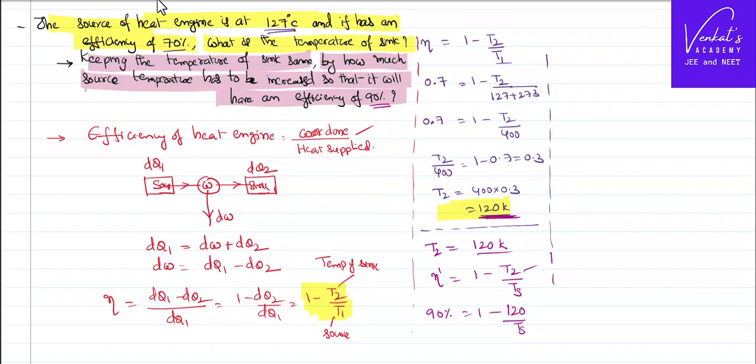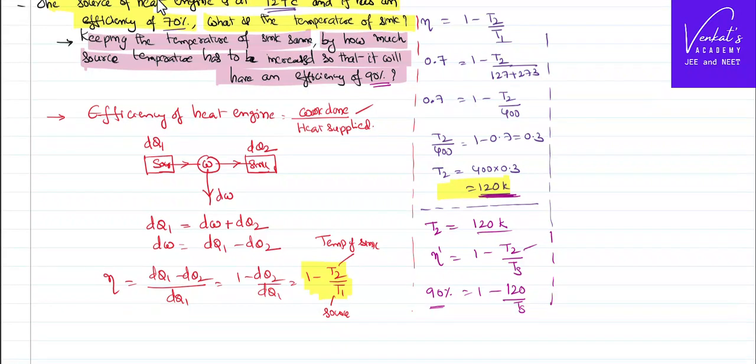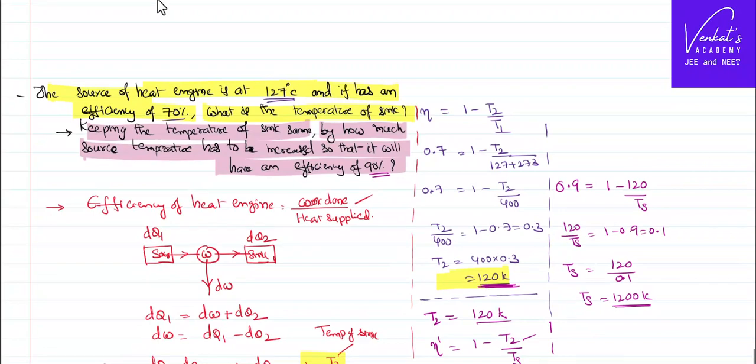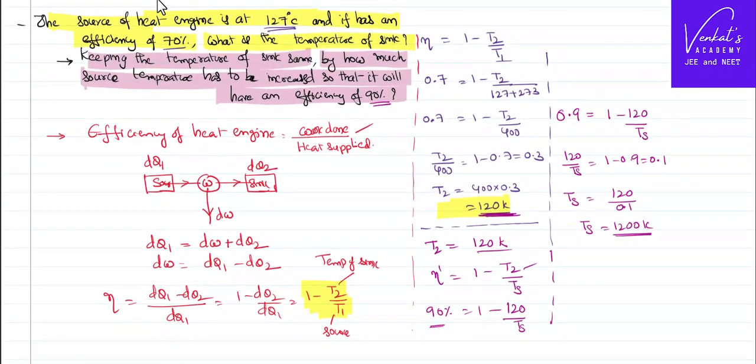The temperature of the source is what we need to find. 90% means 90 by 100, that is 0.9. That is 0.9 equals 1 minus 120 by temperature of source. So 120 by temperature of the source is 1 minus 0.9, that is 0.1. So temperature of the source is 120 by 0.1, that is 1200 Kelvin. Be careful, what I get is obviously in Kelvin.